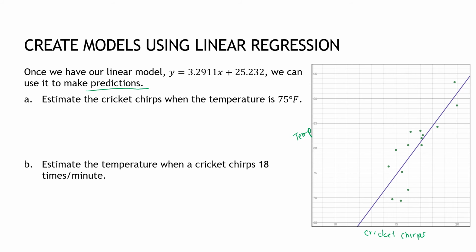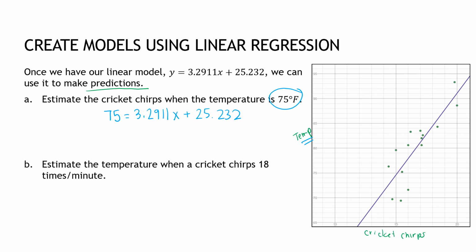So a couple of slides ago when I said, hey, we're going to make predictions, I think I had the X and Y values wrong, so I apologize for that, but I'm going to have them right here. A, estimate the cricket chirps when the temperature is 75. So it tells me the temperature, and we know the temperature is Y, so I'm going to plug 75 in for Y, and then 3.2911x, x is what I'm solving for, plus 25.232.